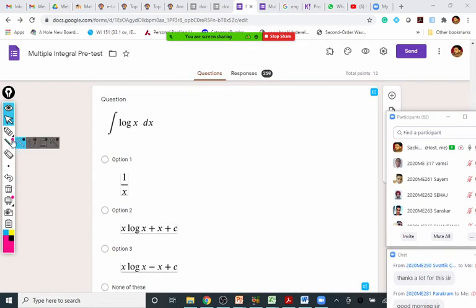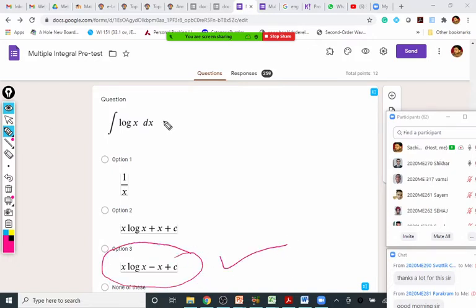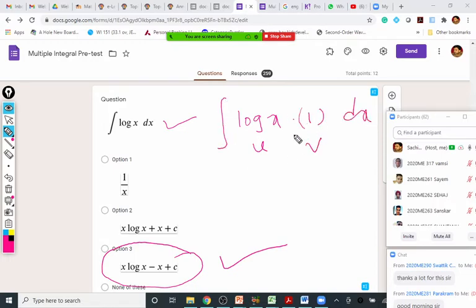Question number 4. This is not an example actually. This is, you can say, a formula also. So option number 3, by parts. Yes, it is by parts. Correct. If you want to do it like an example, use by parts. Yes, you can take log x as u and 1 as v, and use integration by parts on log x into 1, and you get x log x minus x plus c as the answer.